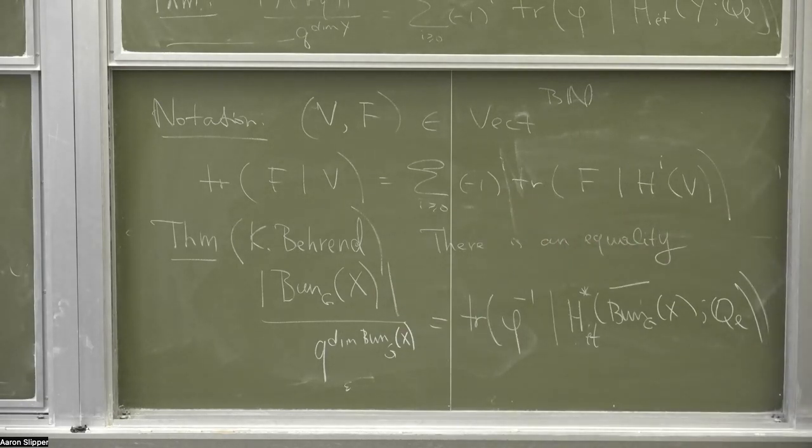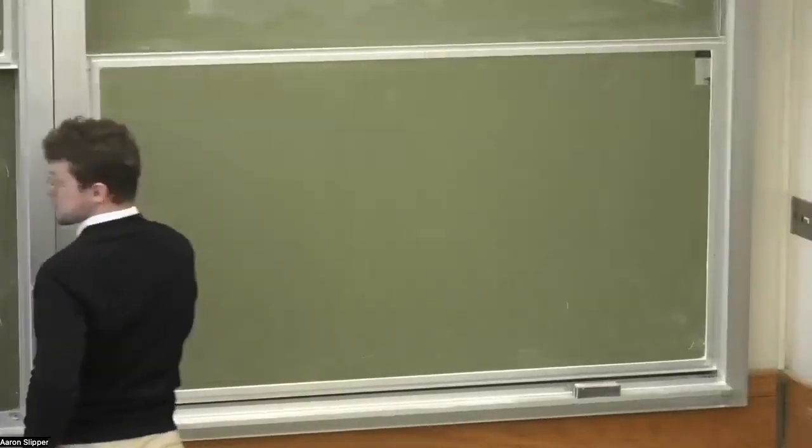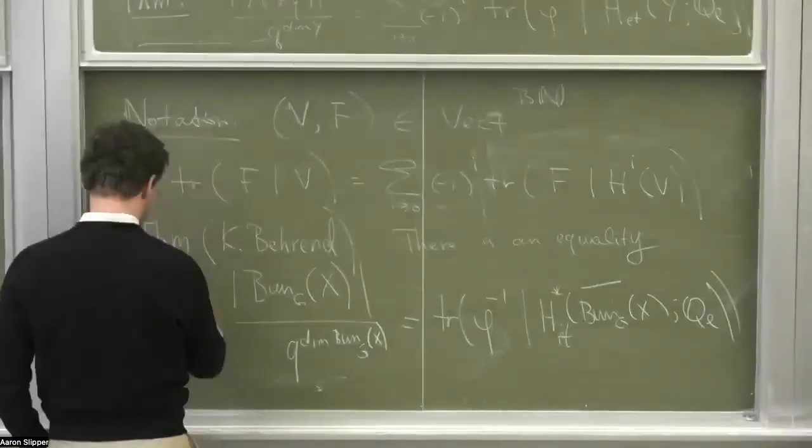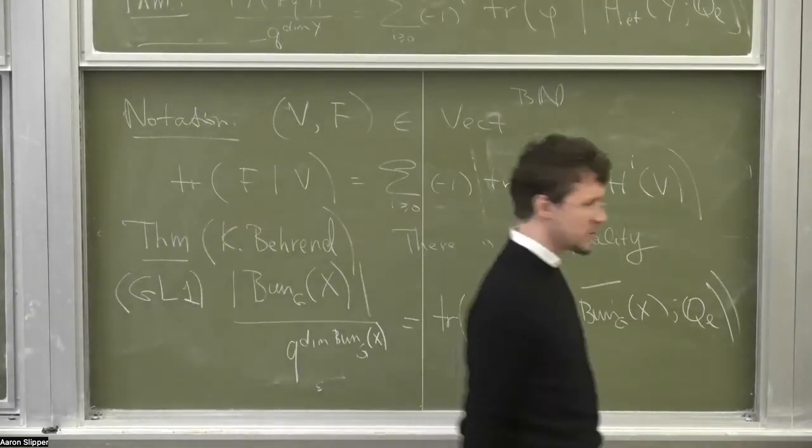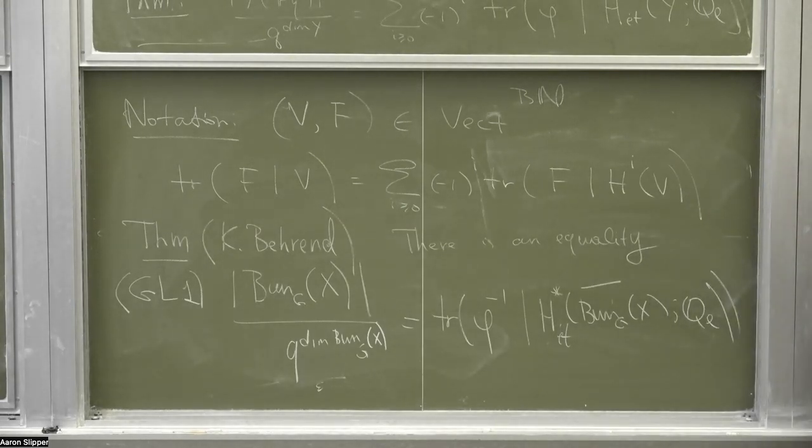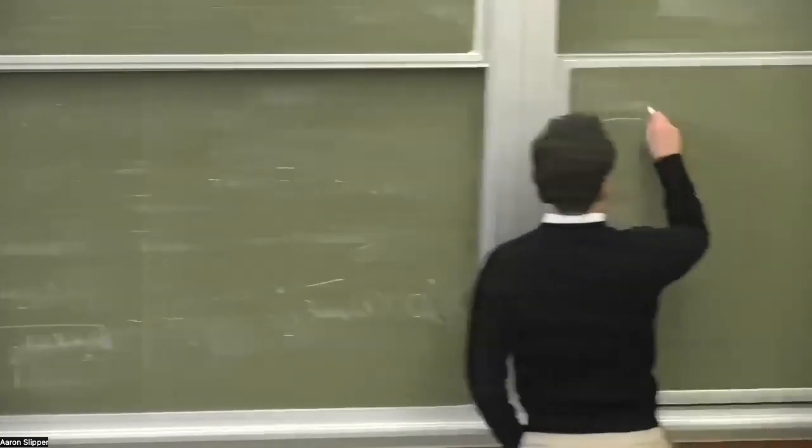So this is one part of the proof. I think I can call it also GL1, Grothendieck-Lefschetz. And there is also another theorem.